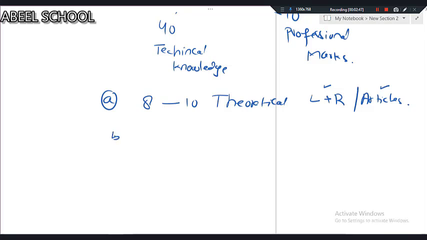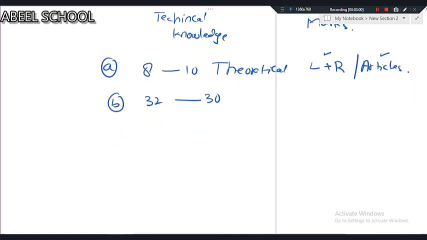Now let's talk about part B. Part B is going to be around a 30 to 32 marks question. This part B will have two components. One will be on pure calculation. Another is going to be pure theory, for example a report. Sometimes they do ask a discussion paper as well, but most of the time in the exam it comes as a report.